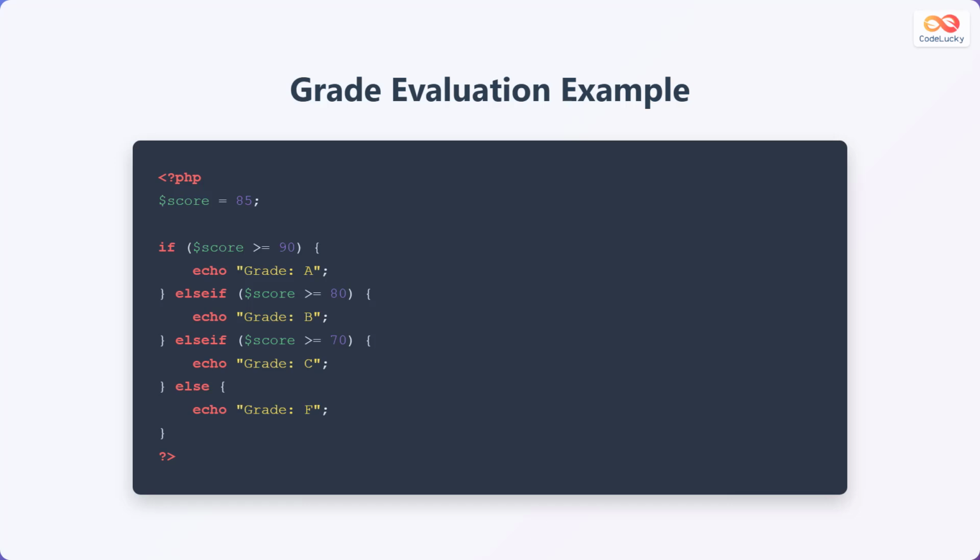Again, if the score is not greater than or equal to 80, it moves to the next elseif condition. If the score is greater than or equal to 70, it outputs grade C. Finally, if none of the above conditions are true, meaning the score is less than 70, the else block is executed, outputting grade F.